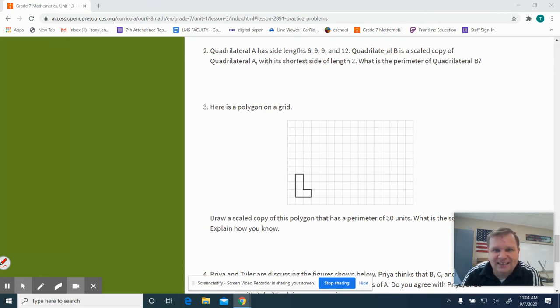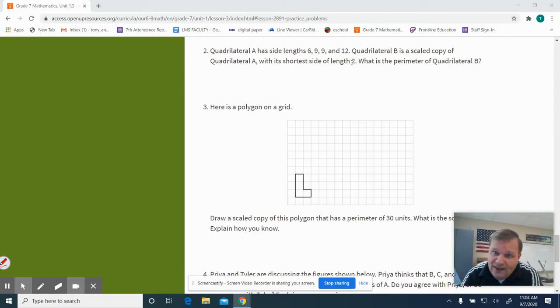Quadrilateral A has side lengths of 6, 9, 9, and 12. Quadrilateral B is a scale copy of quadrilateral A with its shortest side length of 2. What is the perimeter of quadrilateral B? Well, here's the shortest side length of this one.